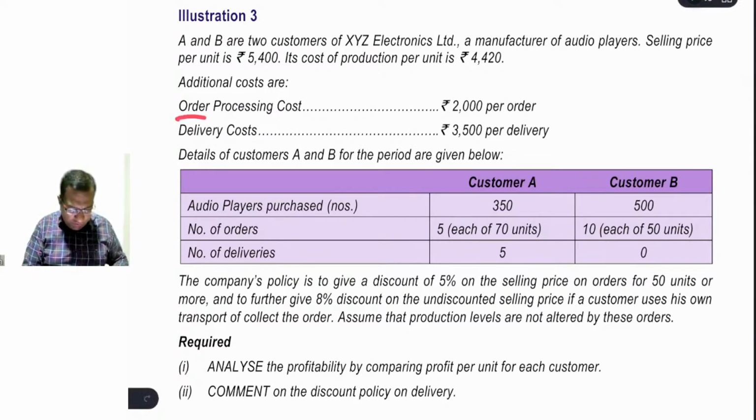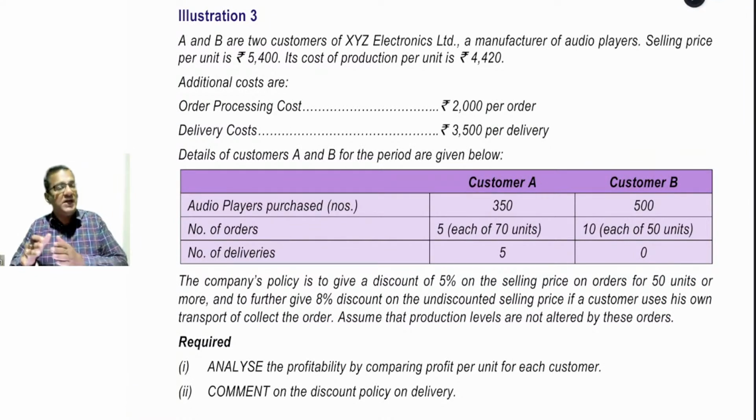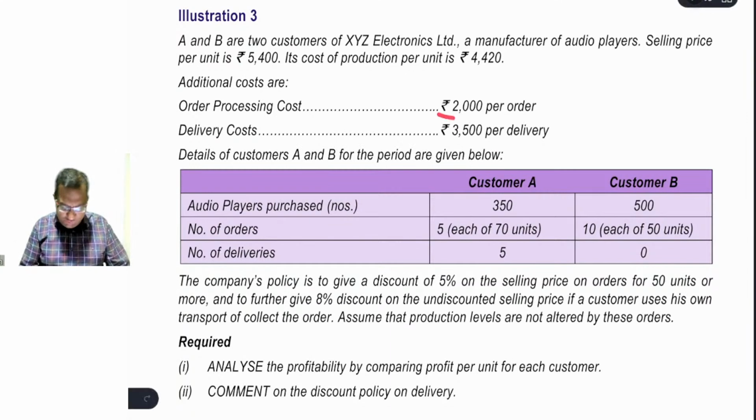For order processing, the cost driver is the number of orders processed. For delivery, the cost driver, that is the logical base, is the number of deliveries. Now tell me, beta, whether this 2000 and 3500 is the cost pool or the ABC recovery rate. What do you say? Whether this 2000 rupees or 3500 rupees is the cost pool of these two activities, or they are the ABC recovery rate.